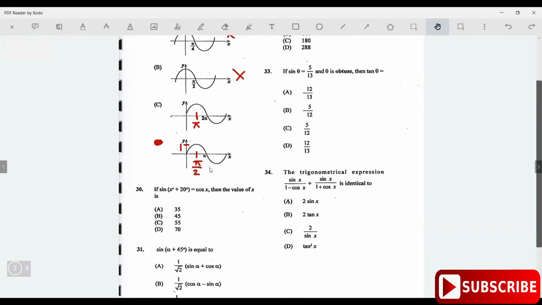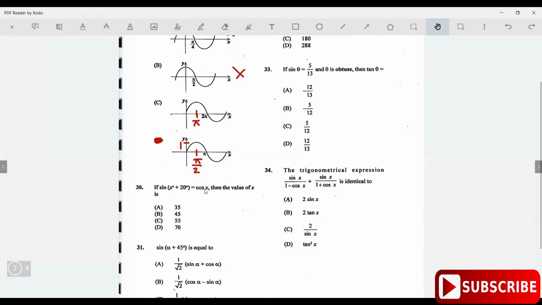Question 30. It says if the sine of x plus 20 is cos x, then the value of x is, now what is the value of x such that the sine of x plus 20 is equal to the cos of x? Now there's a formula that relates cos and sine. There's a formula known as the sine of x minus a, so it would be x minus minus 20, and that's equal to the cos of a. This is the formula actually.